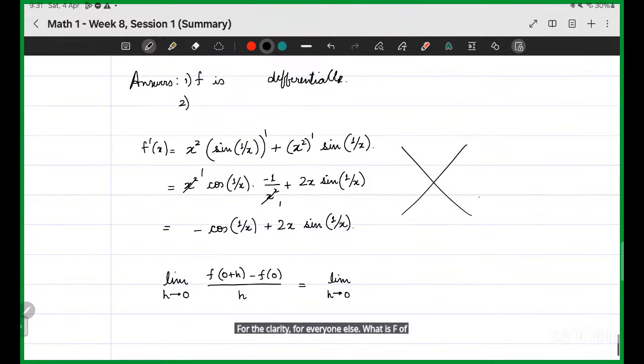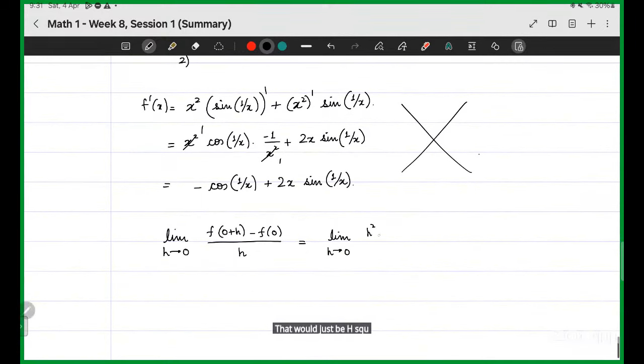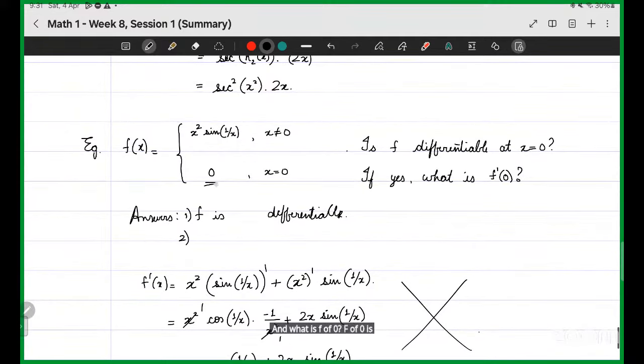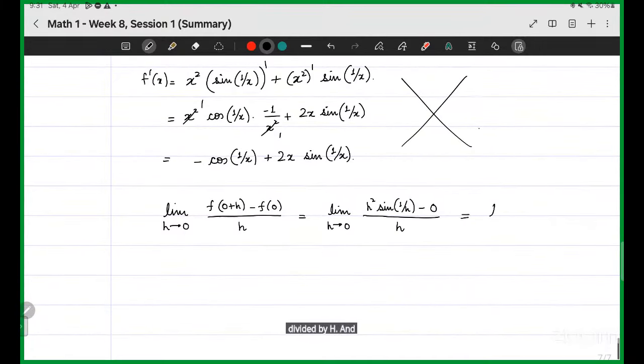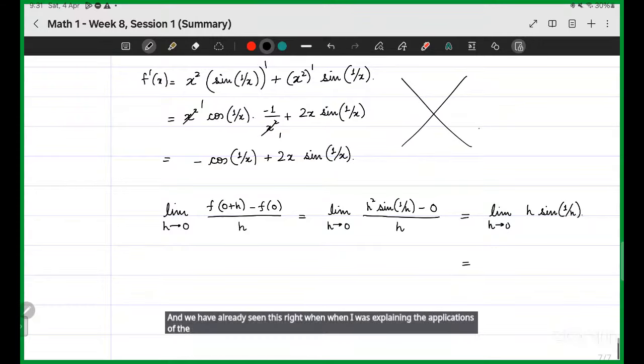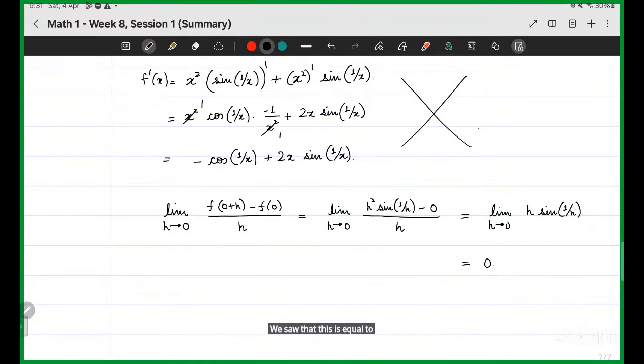What is f of 0 plus h? That would just be h square sine 1 by h. And what is f of 0? f of 0 is given to be 0, divided by h, and one h gets cancelled, and what is remaining is h sine 1 by h. And we have already seen this, right? When I was explaining the applications of the sandwich lemma, we saw that this is equal to 0. So the limit of this ratio of change of the function with respect to the input exists and is equal to 0. So f prime 0 is equal to 0. Is this okay?